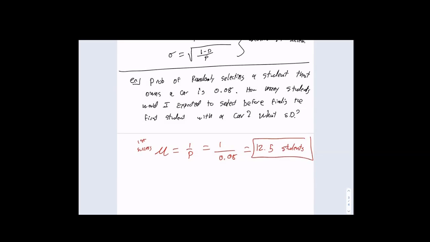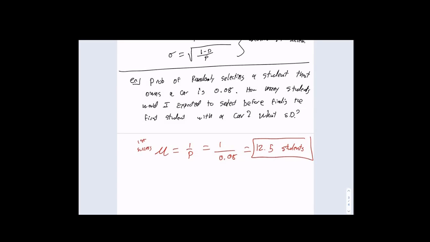Now, this throws a lot of people off, right? And just as a reminder, that's the mean. Can you select 12.5 students? Yes or no? No. You cannot select 12.5 students, but remember, it's an expected value, it's an average. So sometimes it's going to be more than 12.5 and sometimes it's going to be less than 12.5, but it's going to be around 12.5. So it's 12 or 13.